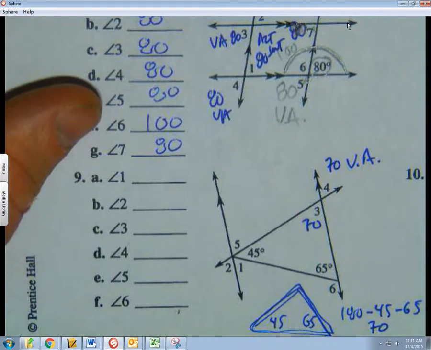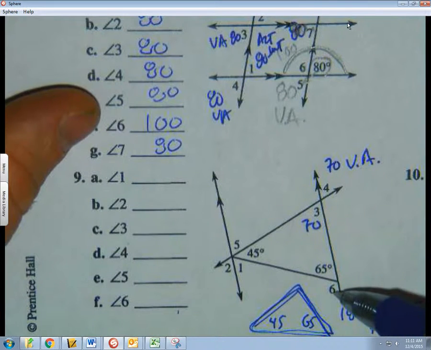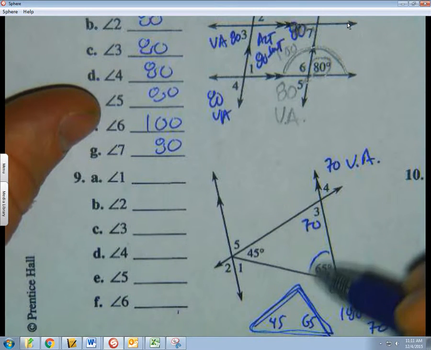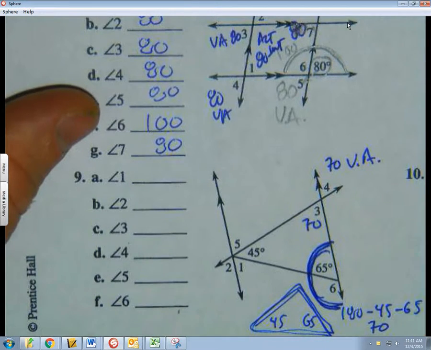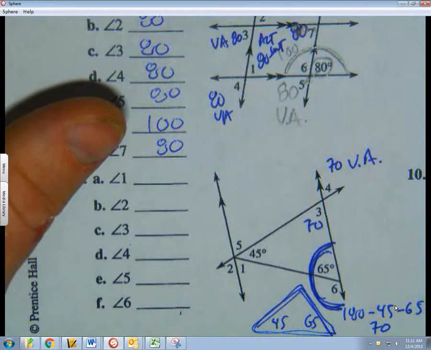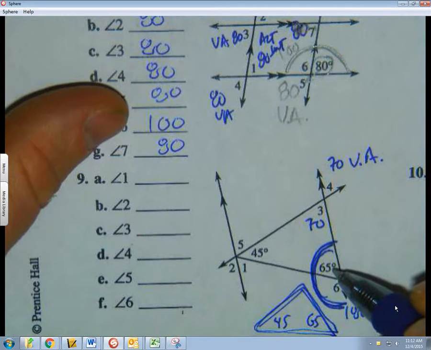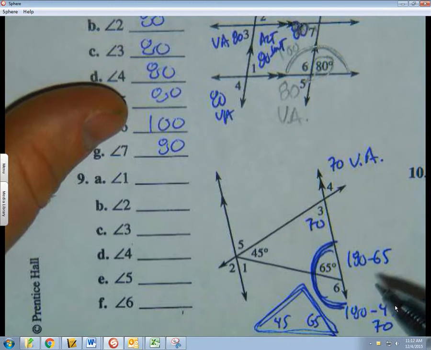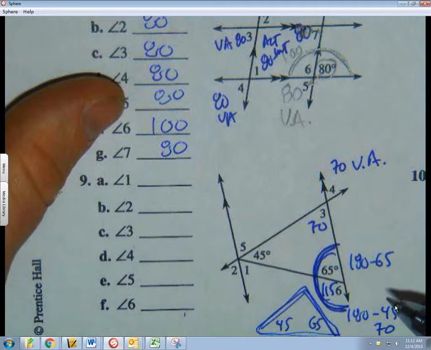We've got some parallel lines. That's going to give us some clues. Oh, I can get 6. 6 and 65 are going to be a linear pair. So, tear that down. This is going to be a linear pair. So, it's 180 minus 65 is 115.